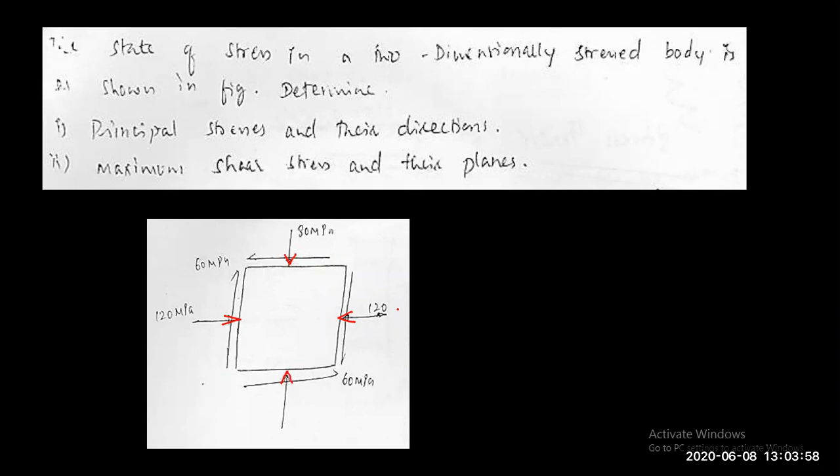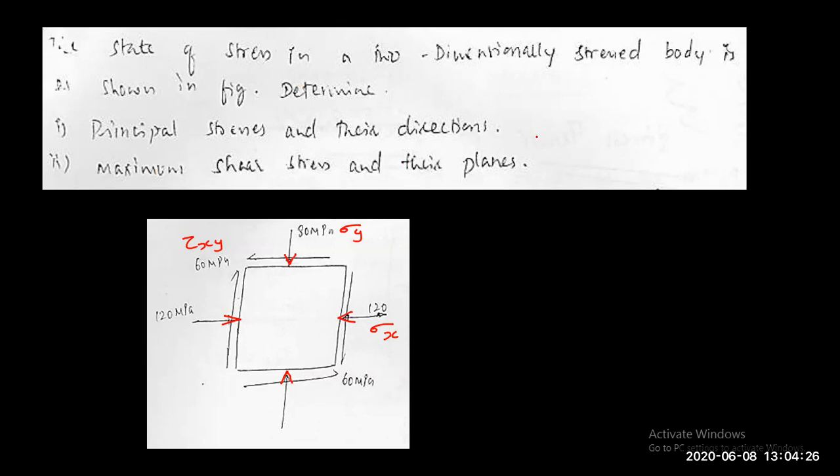So compression is usually taken as negative. Okay. So the direction sense also you can keep as sigma x. This is sigma x, and this will be sigma y, and this is tau xy. Biaxial value with shear stress. So that's how we encounter this. So in addition to these two, you can see the question: state the state of stress in a two-dimensional stress body. Determine principal stresses, maximum shear stress. So these two are typical.